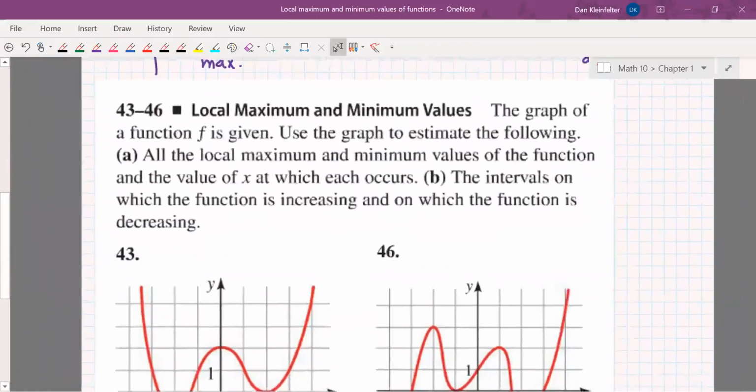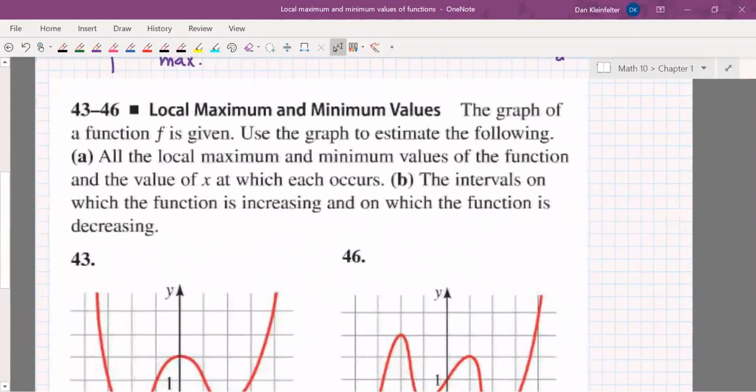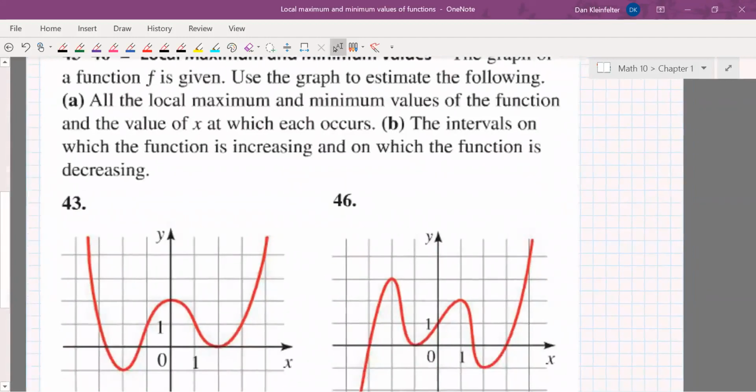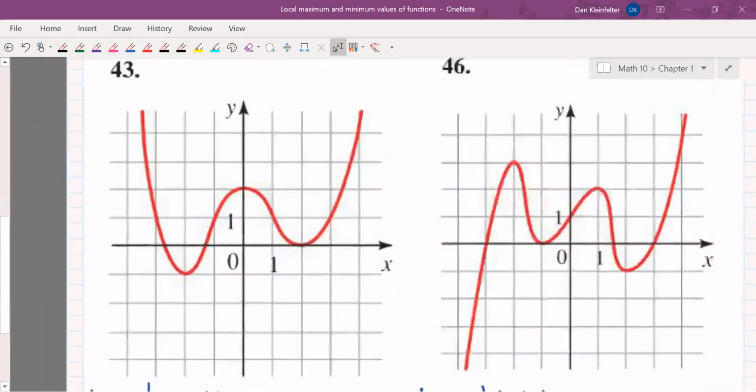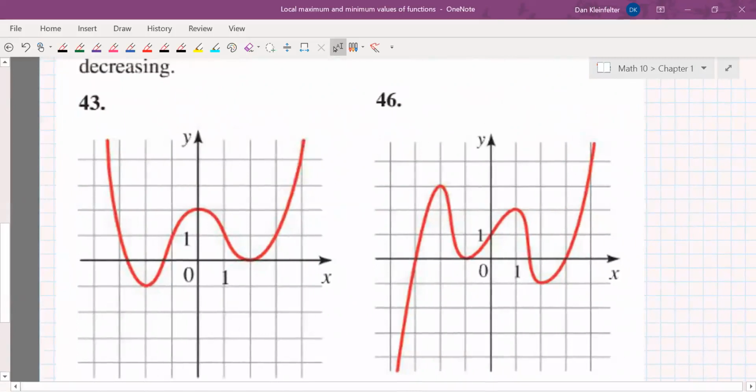All right, so here it says the graph of a function is given. We're going to use the graph to estimate the following. We want the maximum and minimum values and the value at which each occurs. We'll also give the intervals of increase and decrease. Maybe we'll just do 43 here. So first of all, maximum and minimum values. I'm going to go with the maximum first. So it should be pretty clear that it has a maximum of 2 at x equals 0.